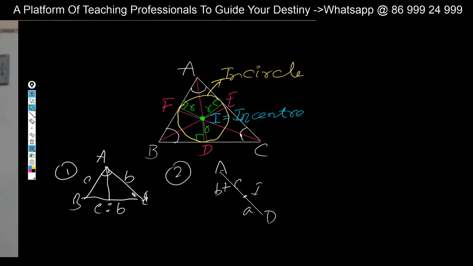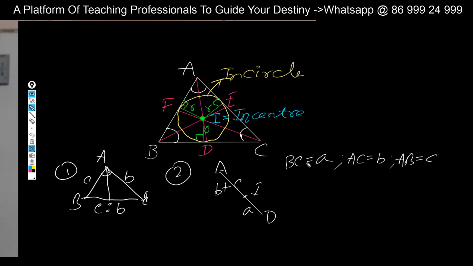What is A, please? The side which is opposite to angle A is nothing but small a. That is, BC is a. And what is AC? AC is b. And what is AB? AB is c. So the lengths of the sides are denoted like this, a, b, c. Now the internal angular bisector is divided by the incenter in the ratio of B plus C is to A. This is property number 2, please.